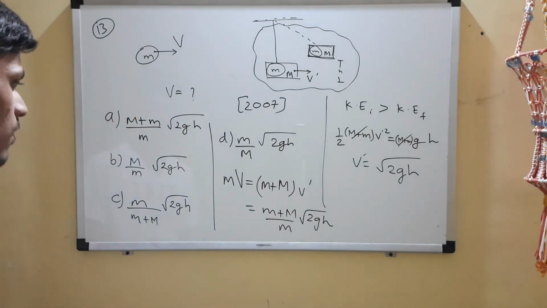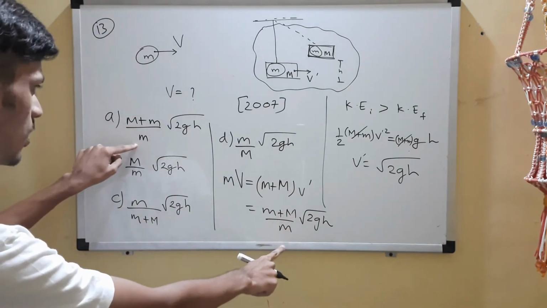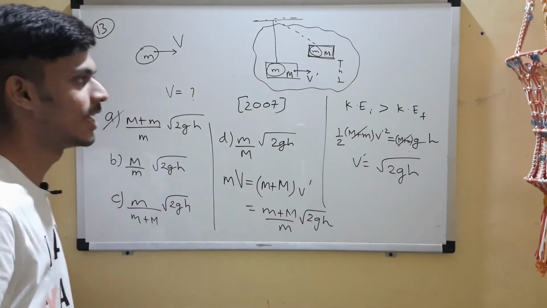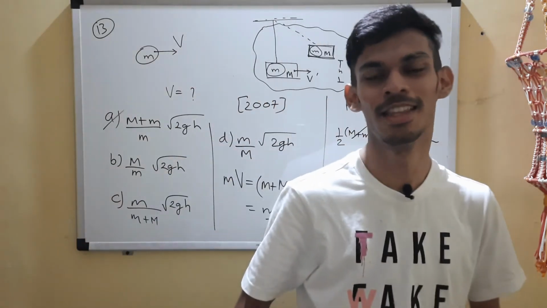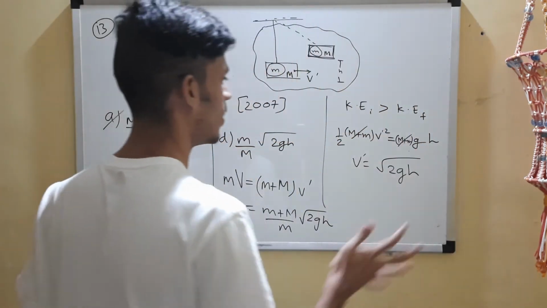Okay, so the correct choice will be (m plus m) upon m into root 2gh. Option A is the correct choice. Okay, let's go to the next question now. I hope this one was clear.